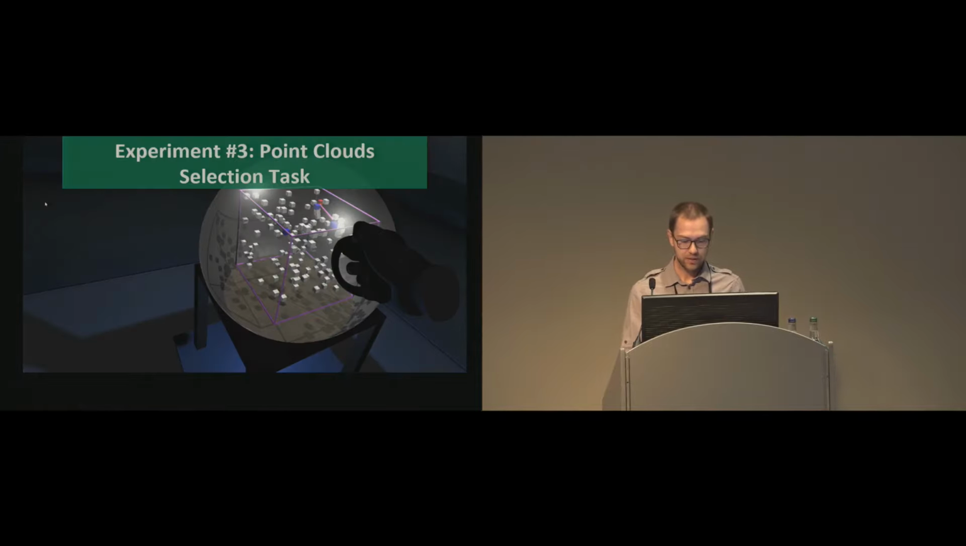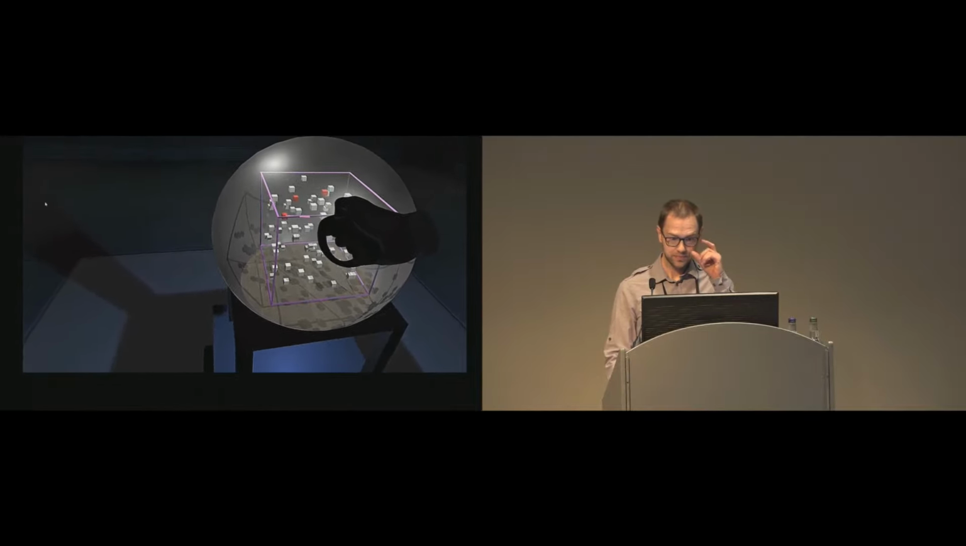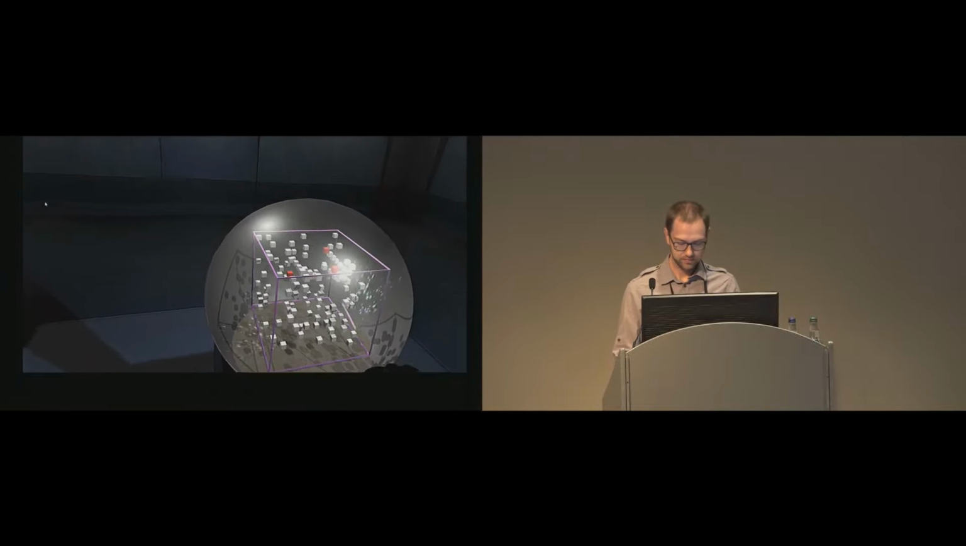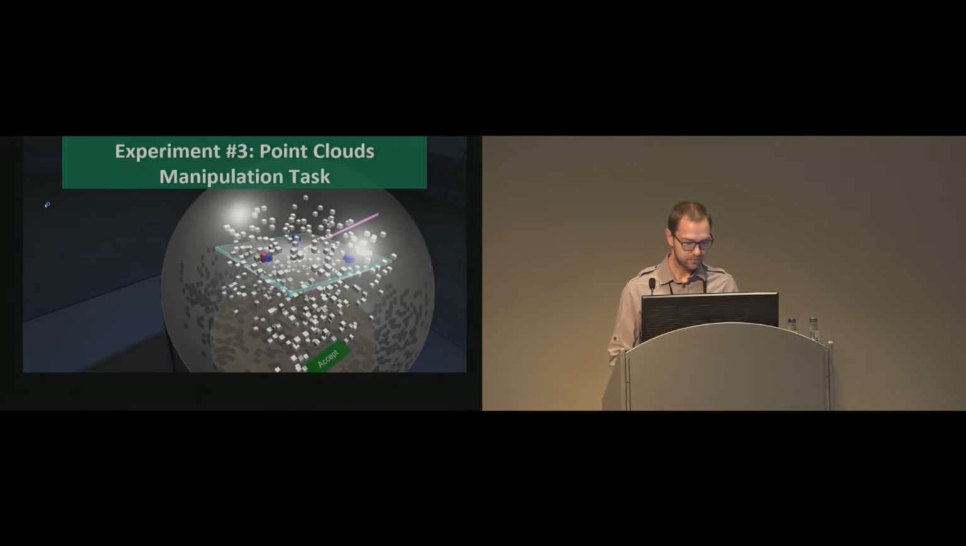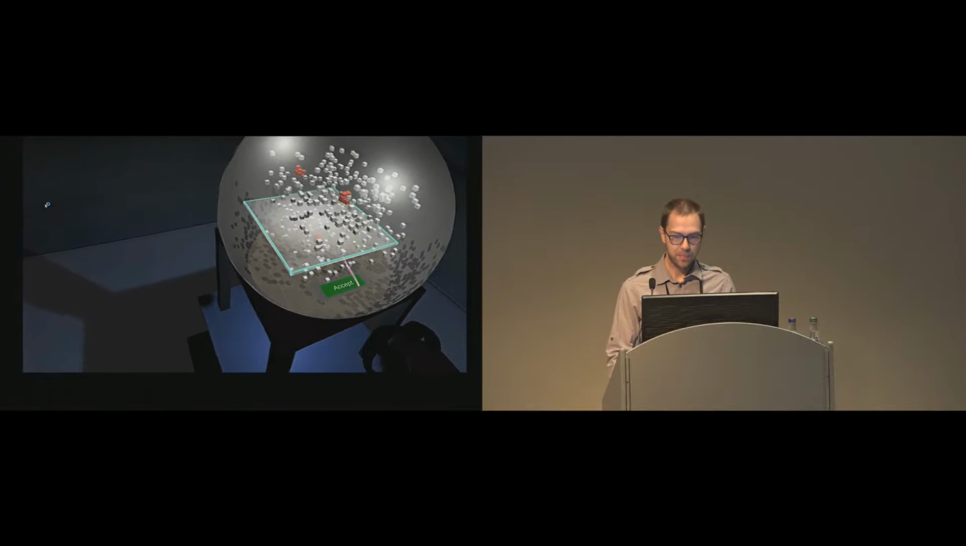In the second task, participants were asked to select four target points that were highlighted red. And in the last performance task, participants were asked to align a semi-transparent cutting plane to intersect three clusters of red points, which turned blue when they were intersected.